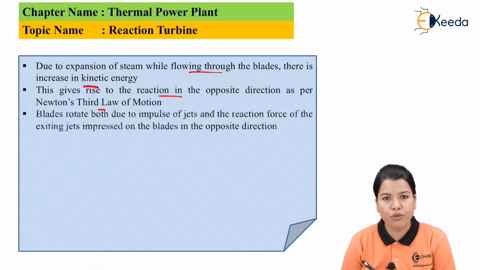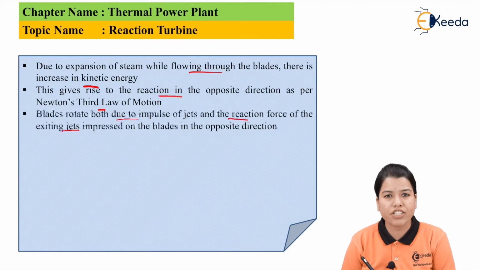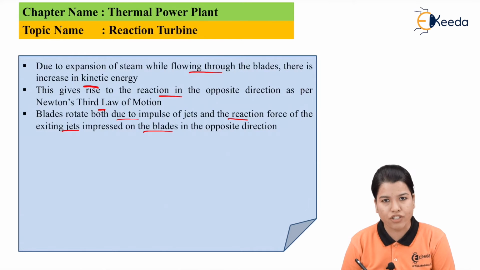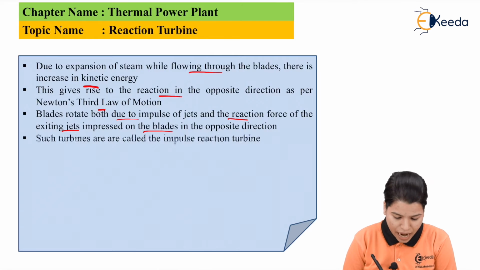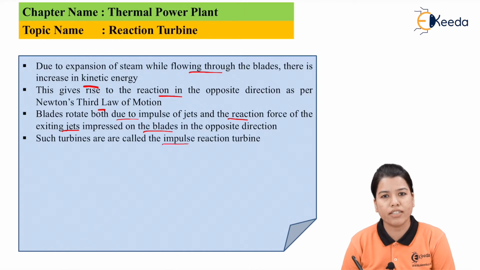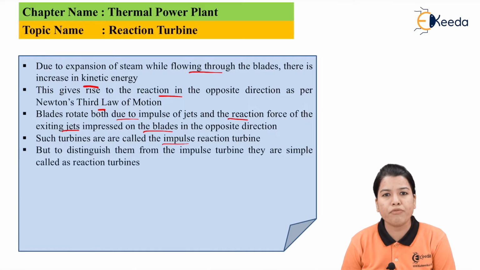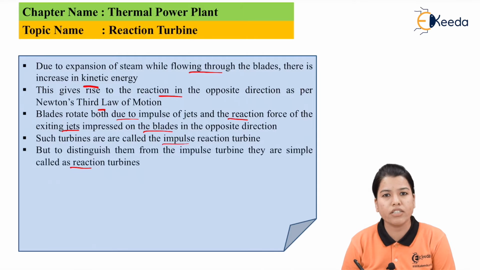So the blades begin to rotate both due to the impulse of the jets and the reaction force of the exiting jet, which is impressed on the blades in the opposite direction. So this type of turbine is called an impulse reaction turbine. Now, in order to distinguish them from the impulse turbine, these turbines are simply called reaction turbines.